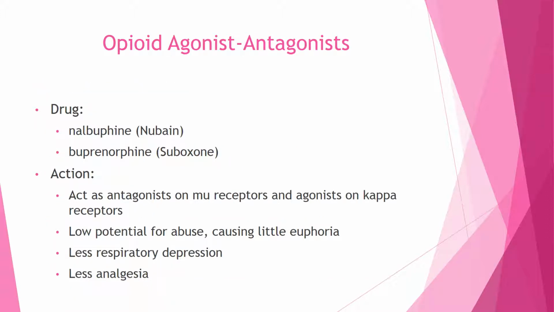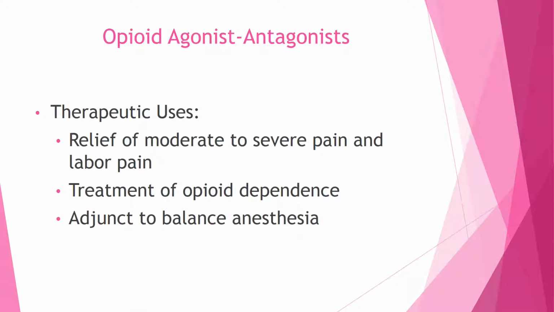Okay, so your opioid agonists and antagonists. Your opioid agonist-antagonists, so Nubain, Suboxone, these are going to act as antagonists on the mu receptors and agonists on the kappa receptors. Low potential for abuse, causing little euphoria, less respiratory depression, and less analgesia. They use this for moderate to severe pain and labor pain. Treatment of opioid dependence, that's your Suboxone.